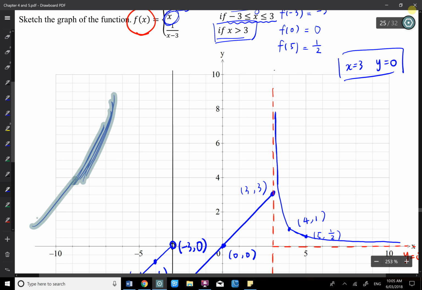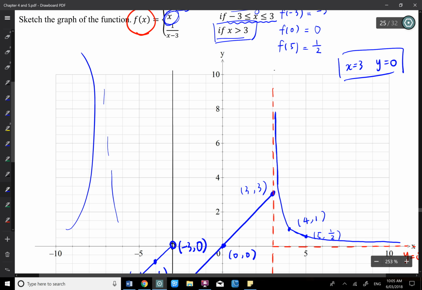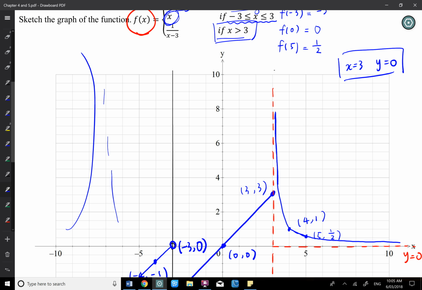Also, when you draw asymptotes and then say that's my graph, they do not treat this as right. They say it's wrong.